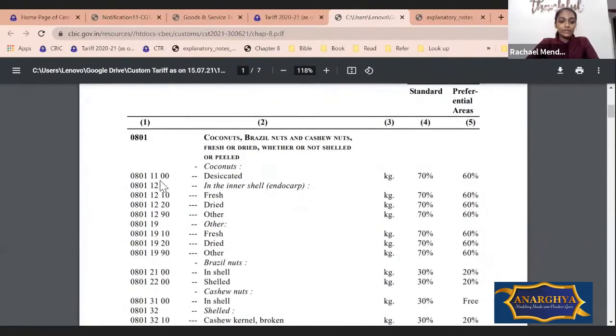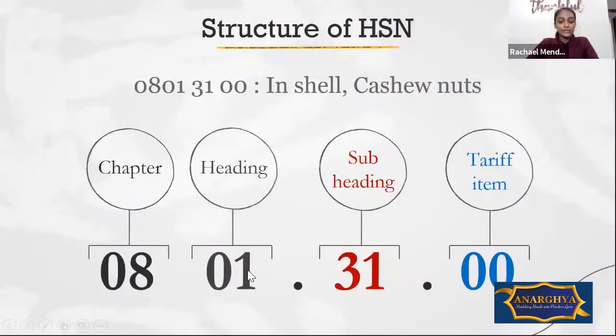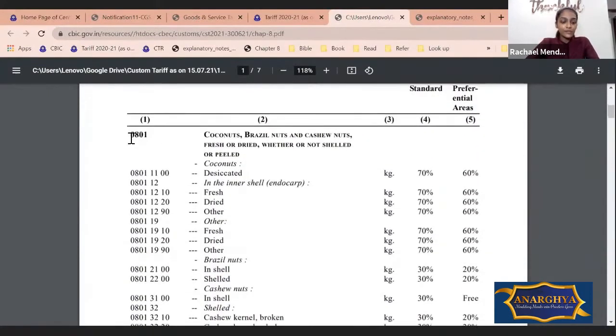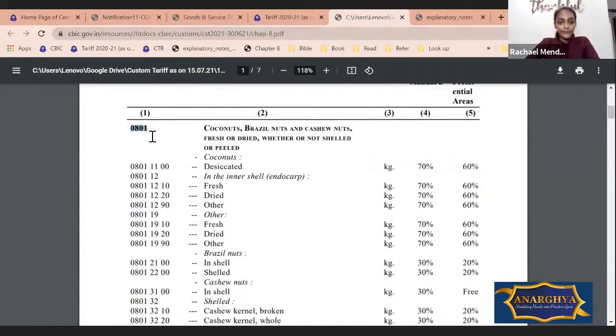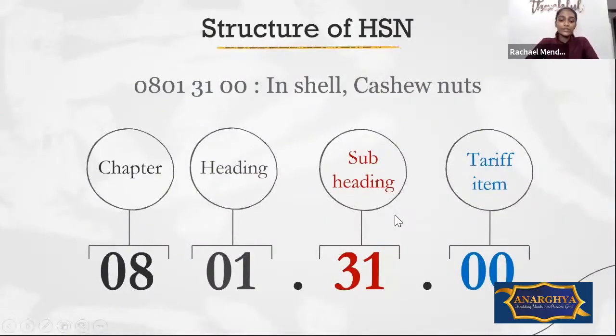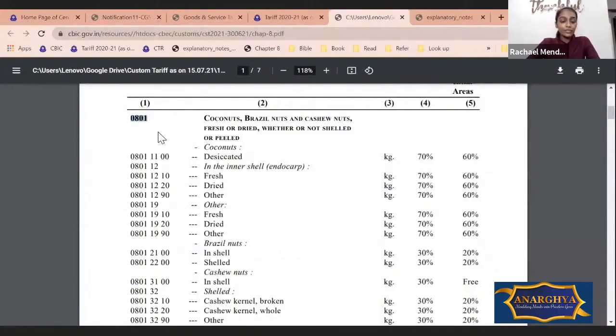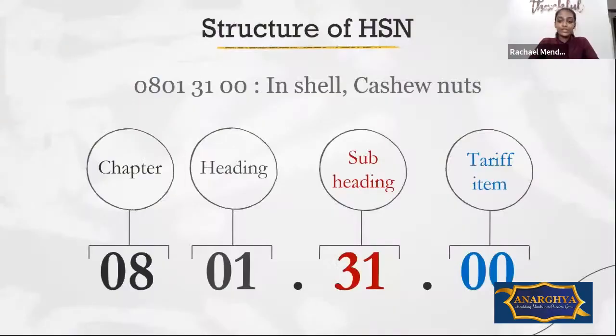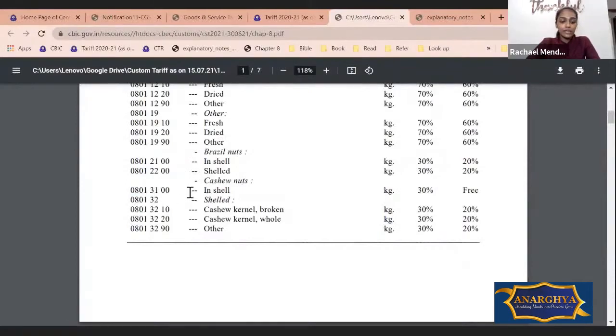As per our example, it was chapter 8 and the heading number was 01. That is the first heading of chapter 8. So under this chapter 8, you need to refer to the first heading. The first one here is 0801. So this is the heading that we need to refer to for our example. Moving forward, the next two digits represent the subheading, that is 31. So under the first heading of the chapter, you need to refer to the subheading 31. You'll notice that subheading 31 appears here. And the last two digits, the tariff item, were 00. And the entire thing over here is our example.